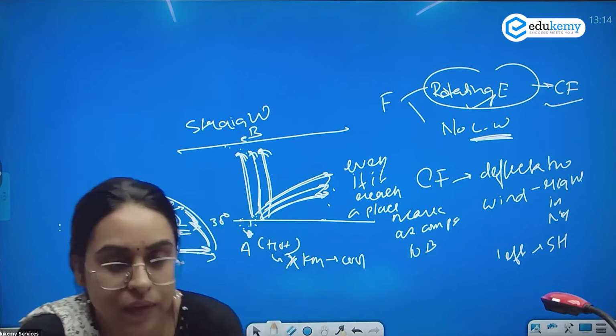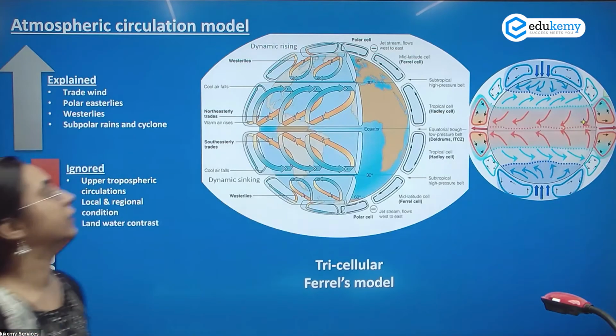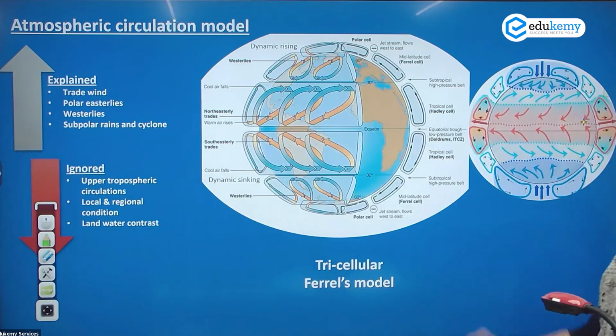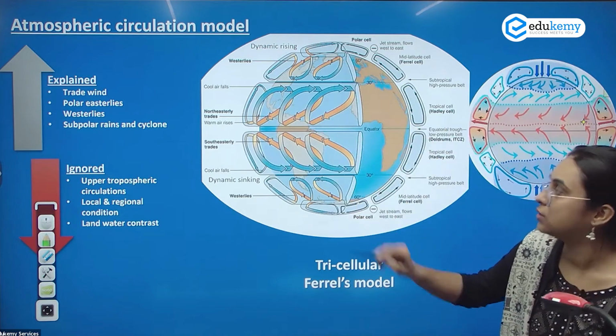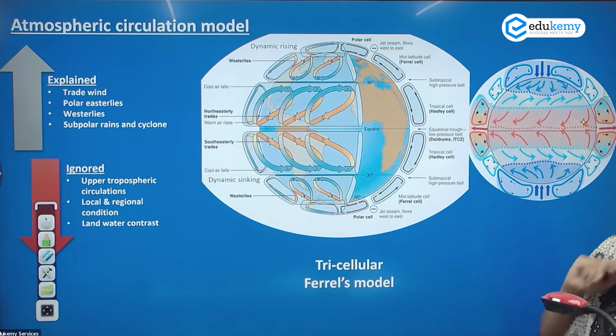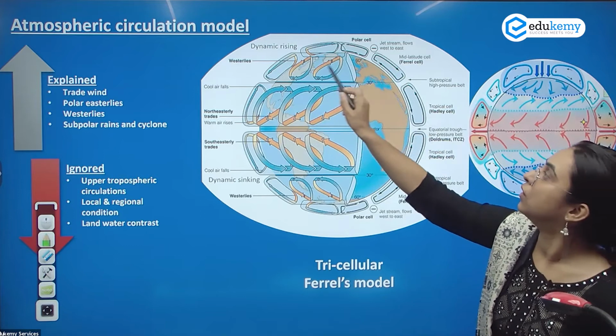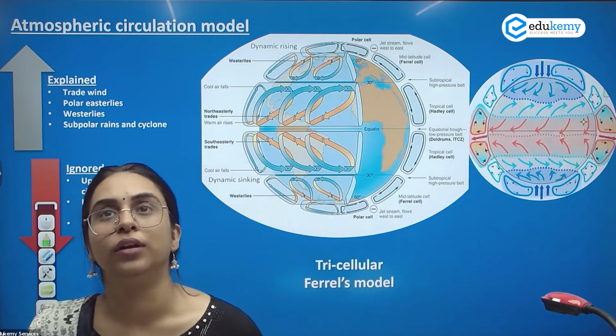ठीक है, यस. नाउ एक बार फिर से इसको समझते हैं. That's what Ferrell said. So as per Ferrell, is there one cell per hemisphere? No, there are 3 cells per hemisphere. And as per Ferrell, there are 7 pressure belts. 1, 2, 3, 4, 5. नहीं, यहाँ पे मिड लैटिट्यूड भी आएगा. हाँ, यहाँ पे भी आएगा. ठीक है, so there will be 7 pressure belts. Thank you, Imran. ठीक है.